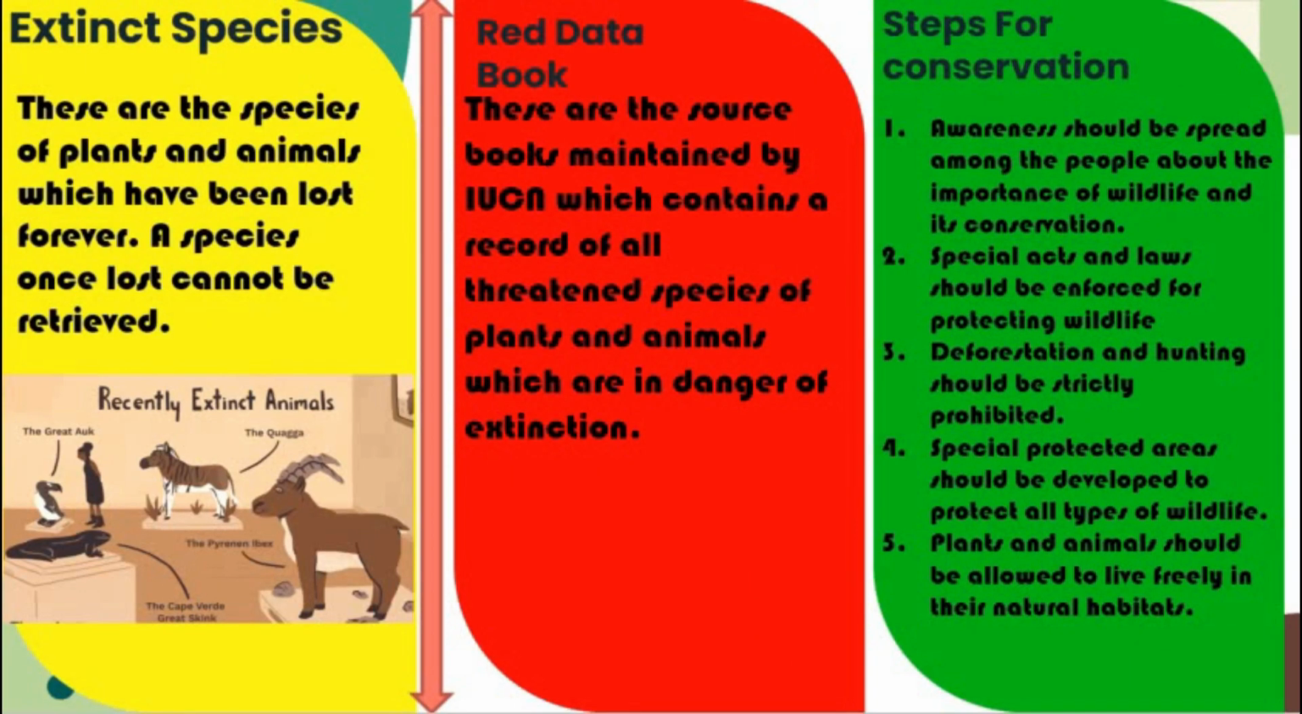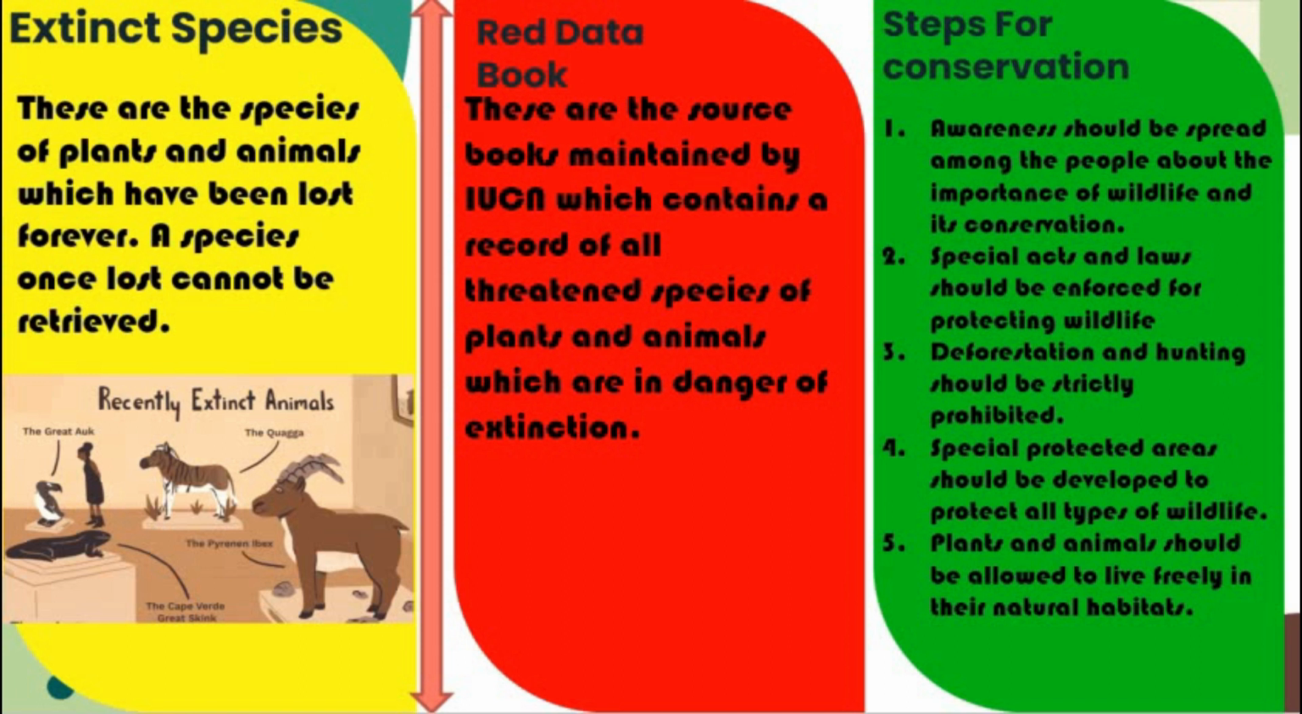Extinct species. These are the species of plants and animals which have been lost forever. A species once lost cannot be retrieved. Red Data Book. These are the source of books maintained by the IUCN, which contains a record of all threatened species of plants and animals which are in danger of extinction.